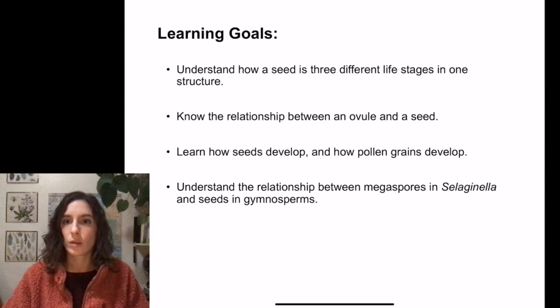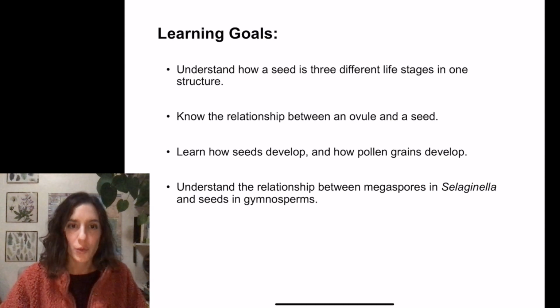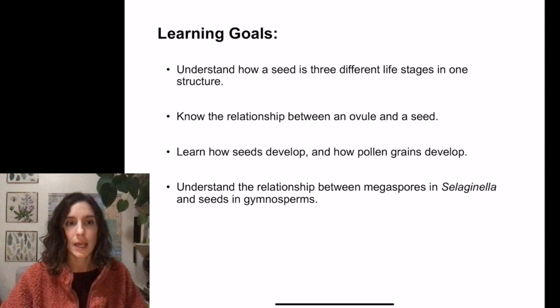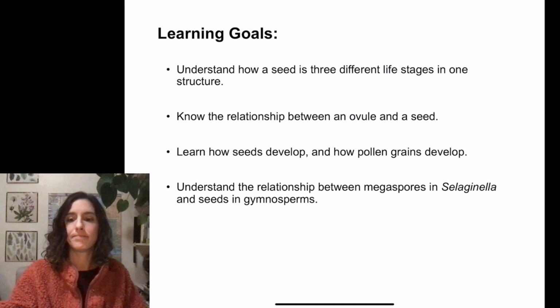So here are our learning goals for the day. We need to understand how a seed is 3 different life stages in one structure. Yeah, wow. It's 3 different life stages in one structure, by the way. Okay, and we need to know the relationship between an ovule and a seed. We need to learn how seeds develop and how pollen grains develop. They're kind of connected. And then we need to understand the relationship between megaspores and Selaginella, which we learned about last week, and the seeds of gymnosperms.